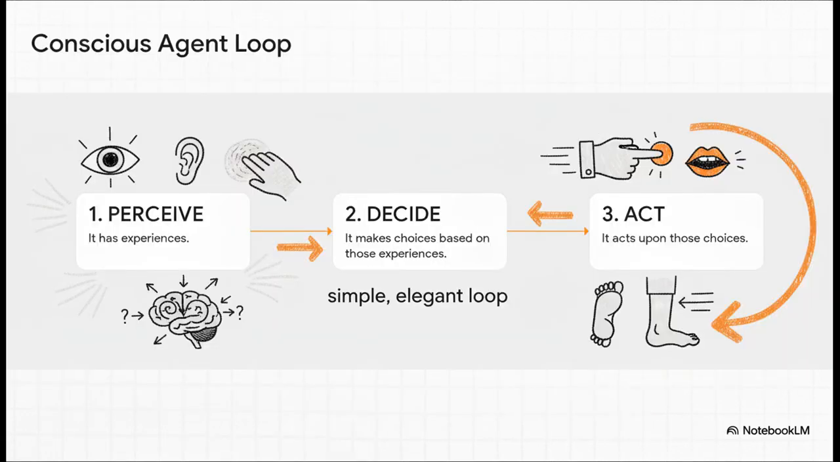And it's actually a beautifully simple little loop. A conscious agent does three things. First, it perceives. It has some kind of experience. Second, it decides. It makes a choice based on that experience. And third, it acts on that choice. That's it. That's the proposed engine of reality.